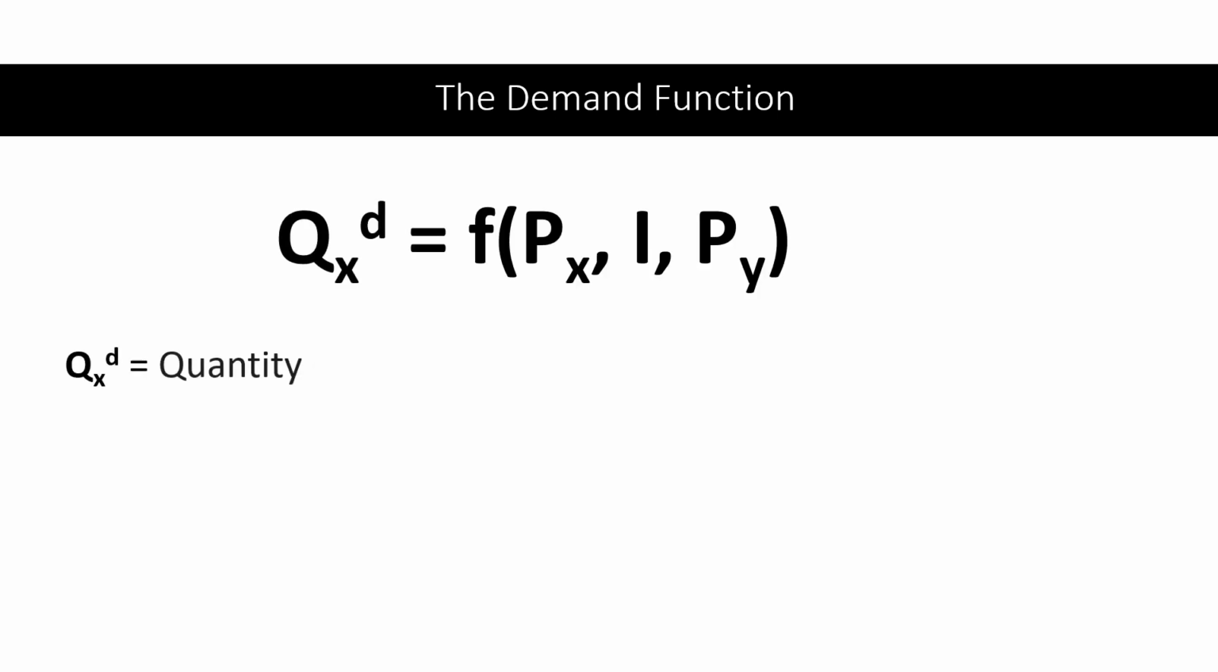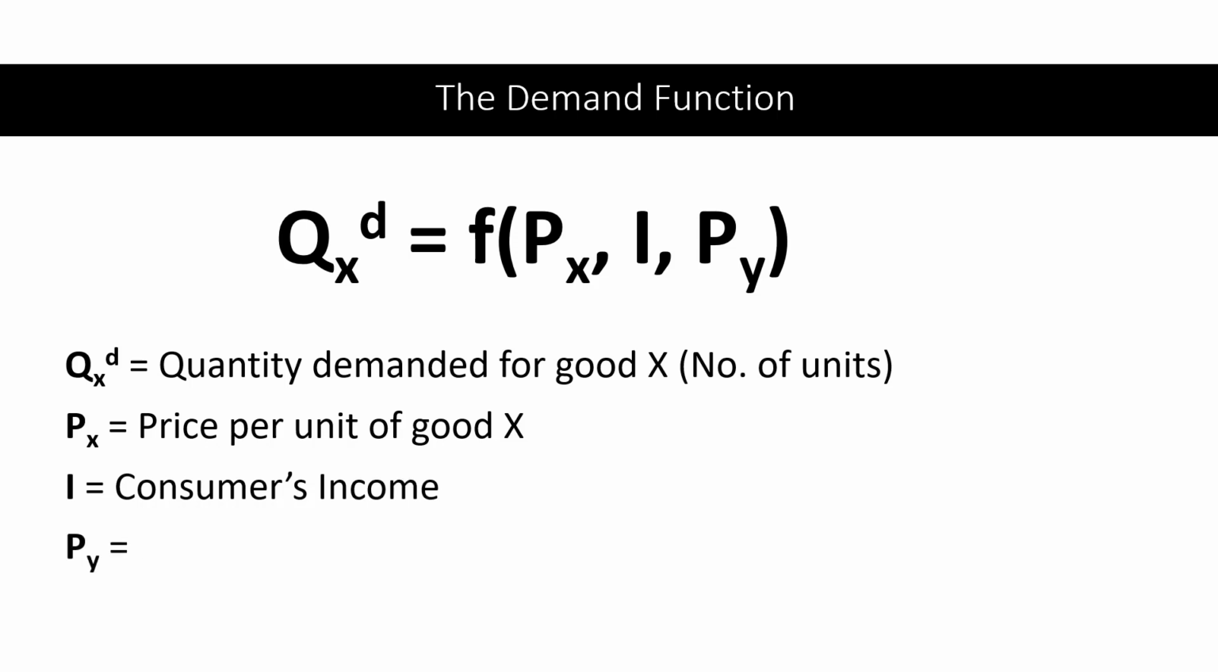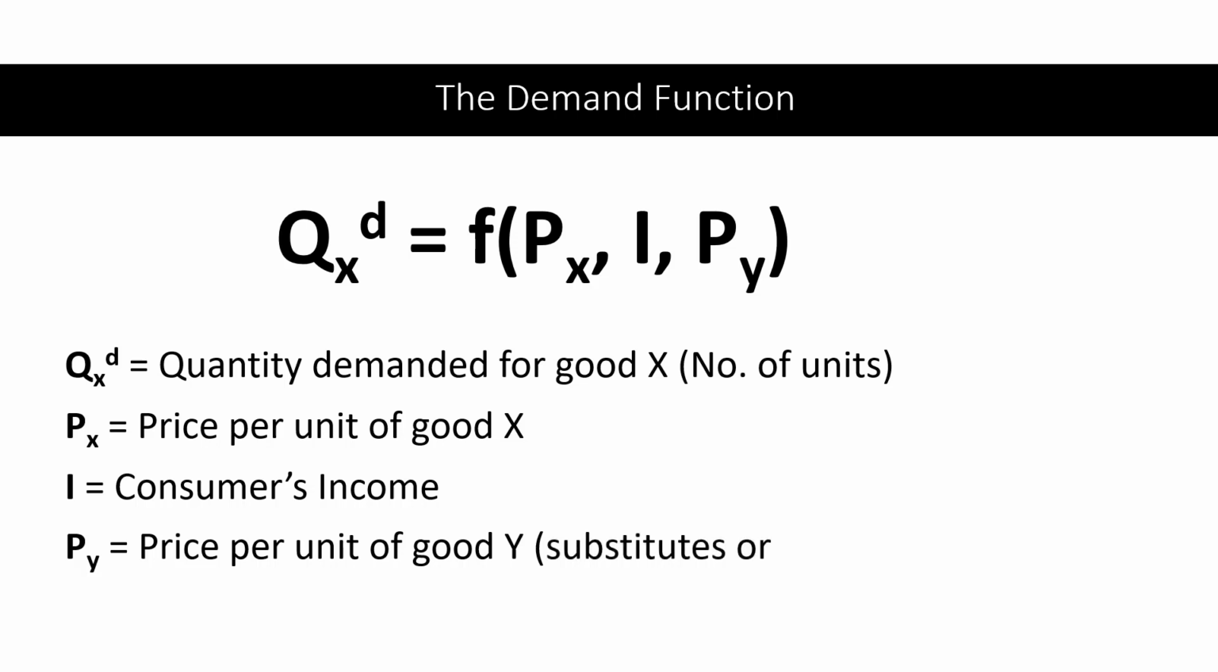Visualize everything in the form of an equation. So the demand function is something like this. Qx is a function of Px, I and Py. So Qx is nothing but the quantity demanded for good X in terms of number of units, and Px is the price per unit of good X, I is the income, and Py is the price per unit of good Y, where good Y can either be a substitute or a complement.